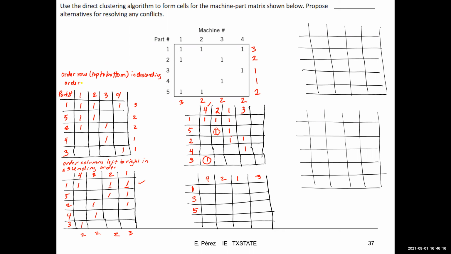Then I have 2. 2 is fixed, so the last row is going to be 4. So it's 1, 3, 5, 2, 4. And the matrix will look like this: 1, 1, 1, 1, 1, 1, and then 1 and 1.